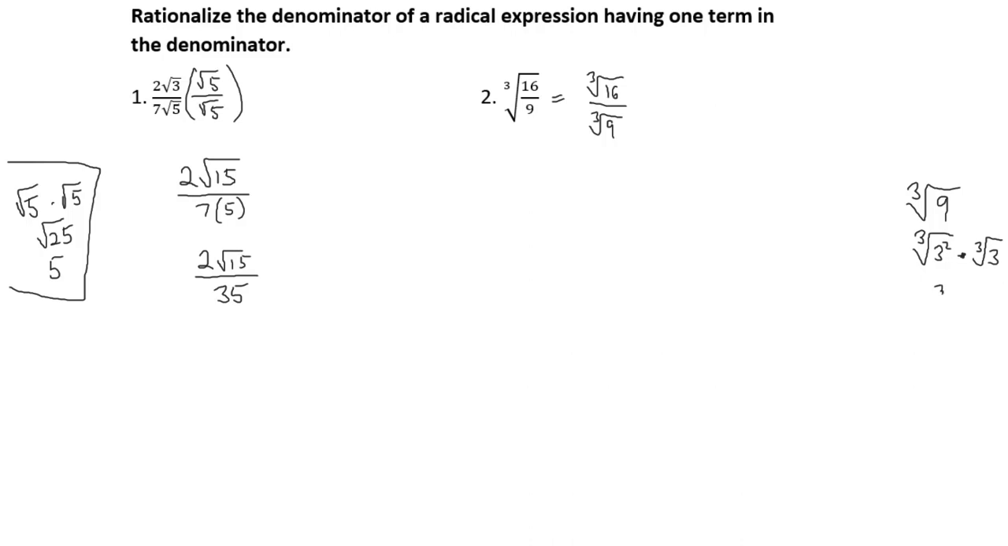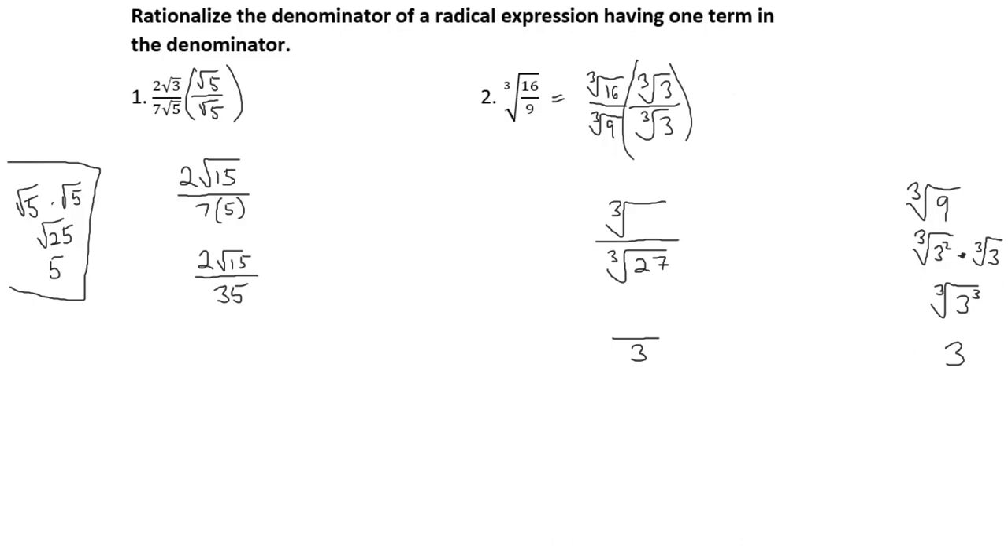Now when we multiply that out, we get the cube root of 3 cubed, because we want to turn that 9 into a 27, which then becomes a 3. So let's go ahead and multiply by the cube root of 3 over the cube root of 3. When we multiply that out, we get the cube root top and bottom. On bottom, that's 27, which will eventually become 3.